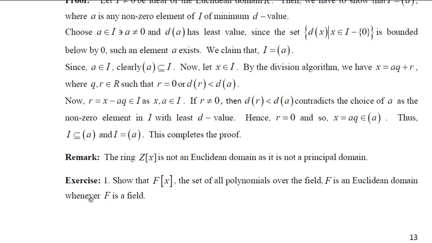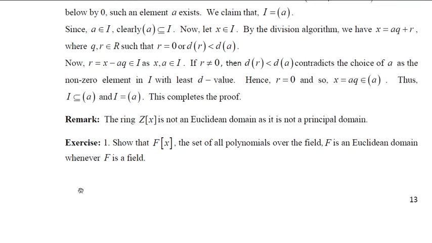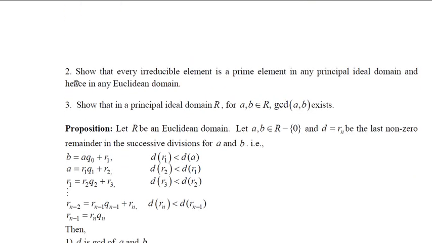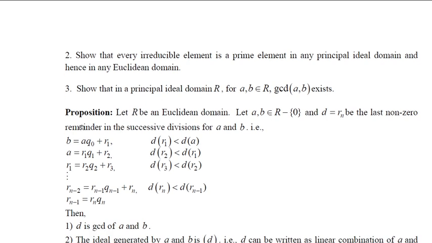Now, we had given an exercise, just work it out. Show that the set of all polynomials over a field F is a Euclidean domain whenever F is a field, and show that every irreducible element is a prime element in any PID and hence in a Euclidean domain. Show that in a principal ideal domain, GCD exists. After this, we have a proposition.